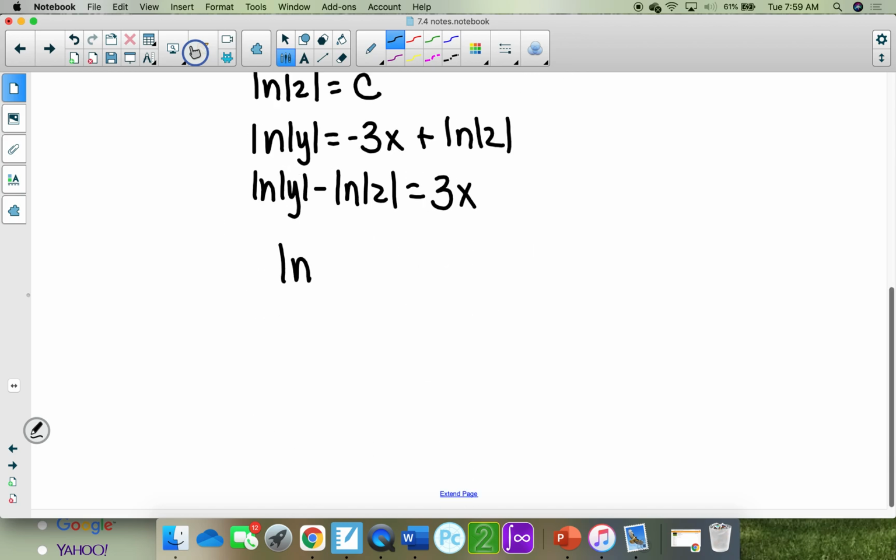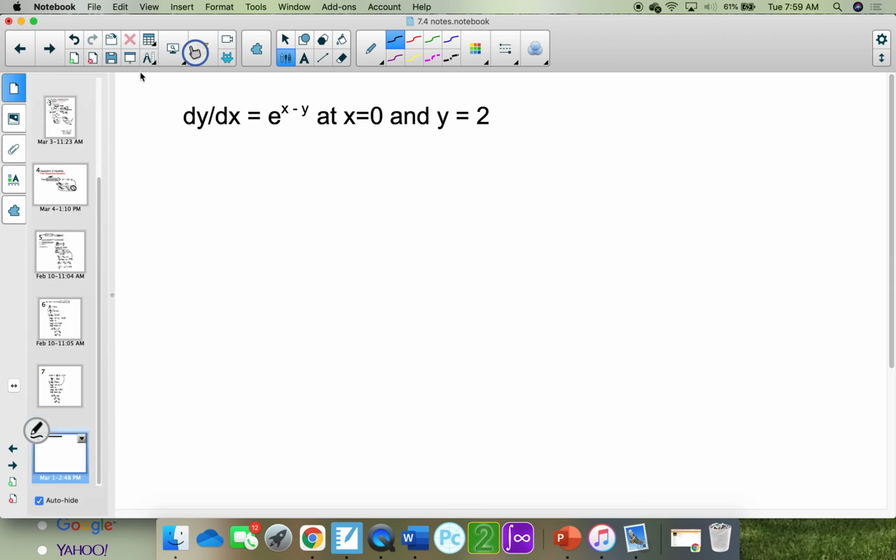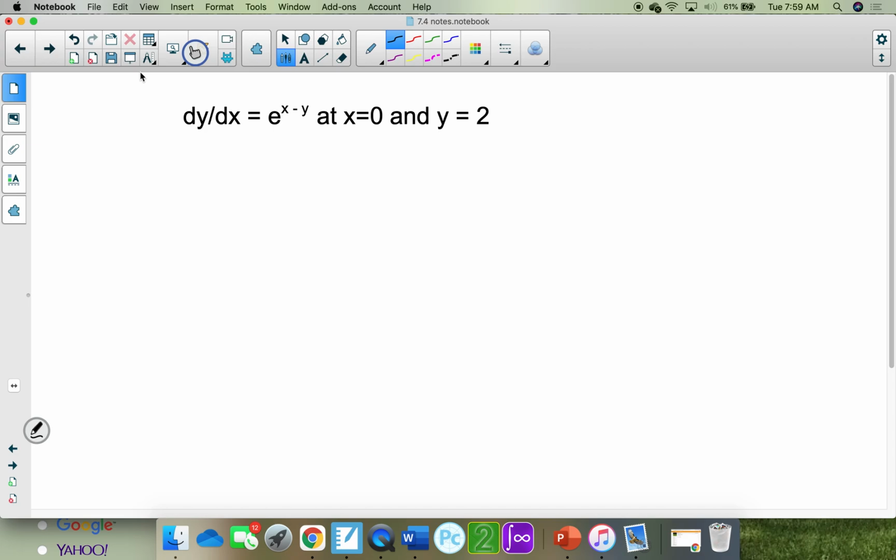This is the natural log of y divided by 2 equals negative 3x. E raised to the negative 3x equals y divided by 2. 2e to the negative 3x equals y. And the last problem, and we are pretty much done.